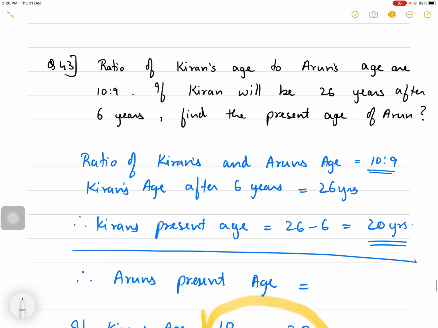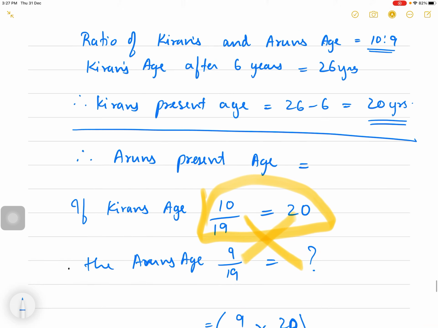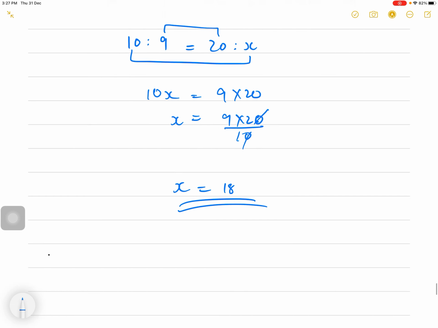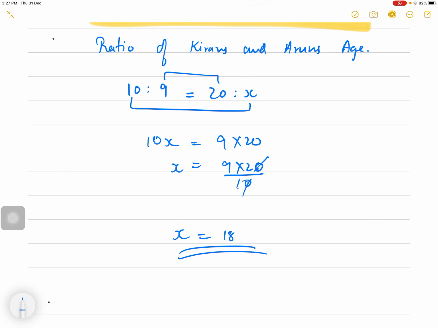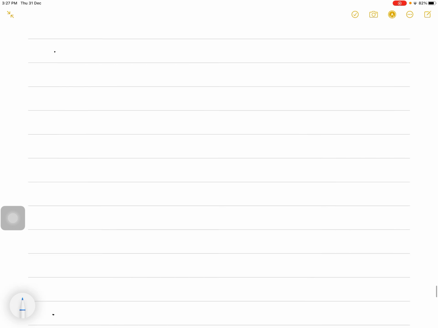You can go through the problem again. The ratio of Kiran's age and Arun's age is 10 is to 9. Kiran will be 26 after 6 years. That means the present age of Kiran will be 20. The present age of Arun is asked. So the present age ratio is 10 is to 9, the present age of Kiran is 20, so what is 9? When you cross multiply, it becomes 18. Okay. Now let's solve the next problem.